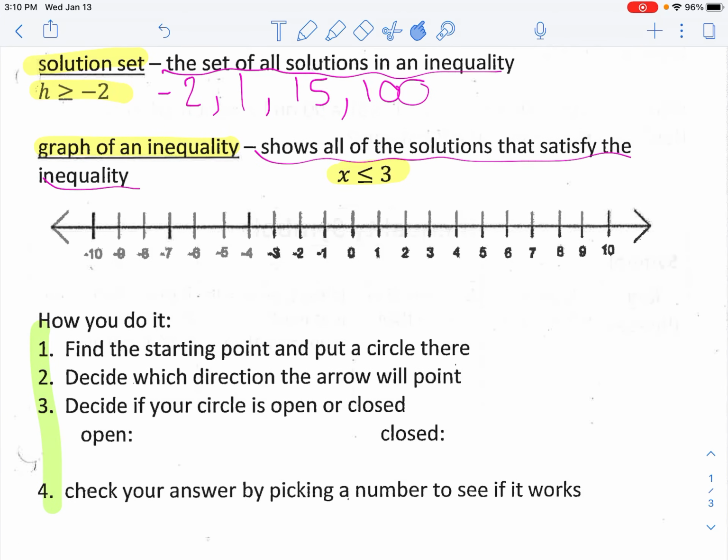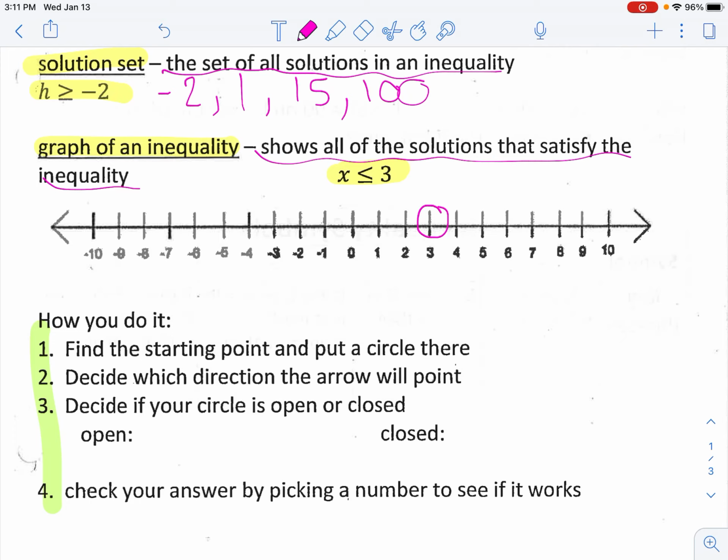So step number 1 says find the starting point and put a circle there. Well, the starting point is the solution to the inequality. So it says x is less than or equal to 3. So I'm going to find the number 3 on my number line, and I'm going to put a circle at the number 3. Number 2, decide which direction the arrow will point.